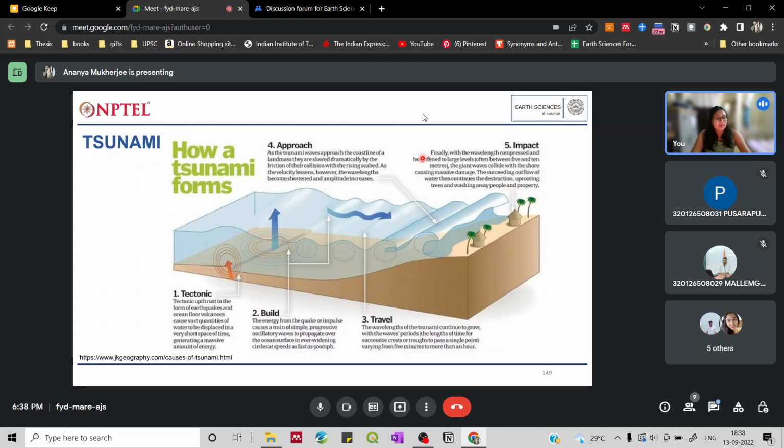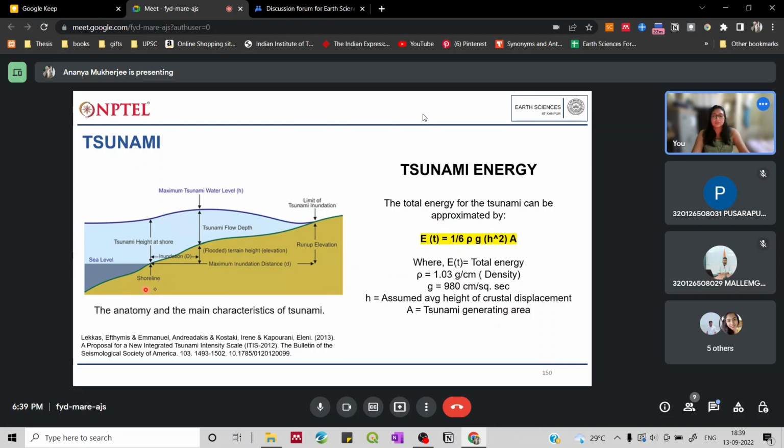And then the last one is the impact. The wavelength is compressed, because the water is meeting the seabed over here. The wavelength minimizes, and that creates higher amplitude waves, great waves, which then collide and cause the damage that we talk about when tsunamis strike these areas. So these are the main characteristics and main elements of the tsunami. As you can see, this is the maximum tsunami water level. Beyond this point it will crash onto the shore over here.